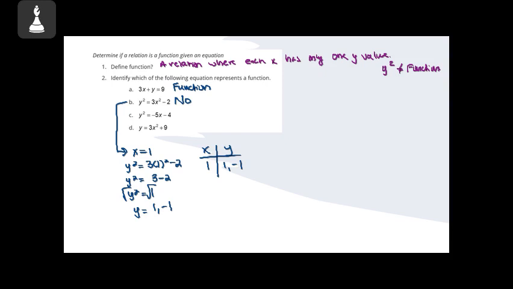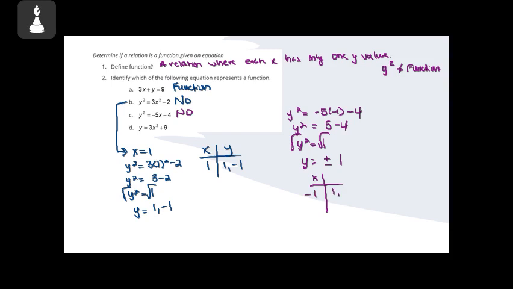The same thing will happen with C. Y squared equals negative 5x minus 4. In this case, if I were to use negative 1, y squared equals negative 5 times negative 1 minus 4. Negative 1 times negative 5 is positive 5, minus 4 gets me that y squared equals 1 again, just like over here, where I'm going to get those two answers, positive or negative 1. So again, if x is negative 1, I've got positive 1 or negative 1 as a y value. So that does not count as a function.